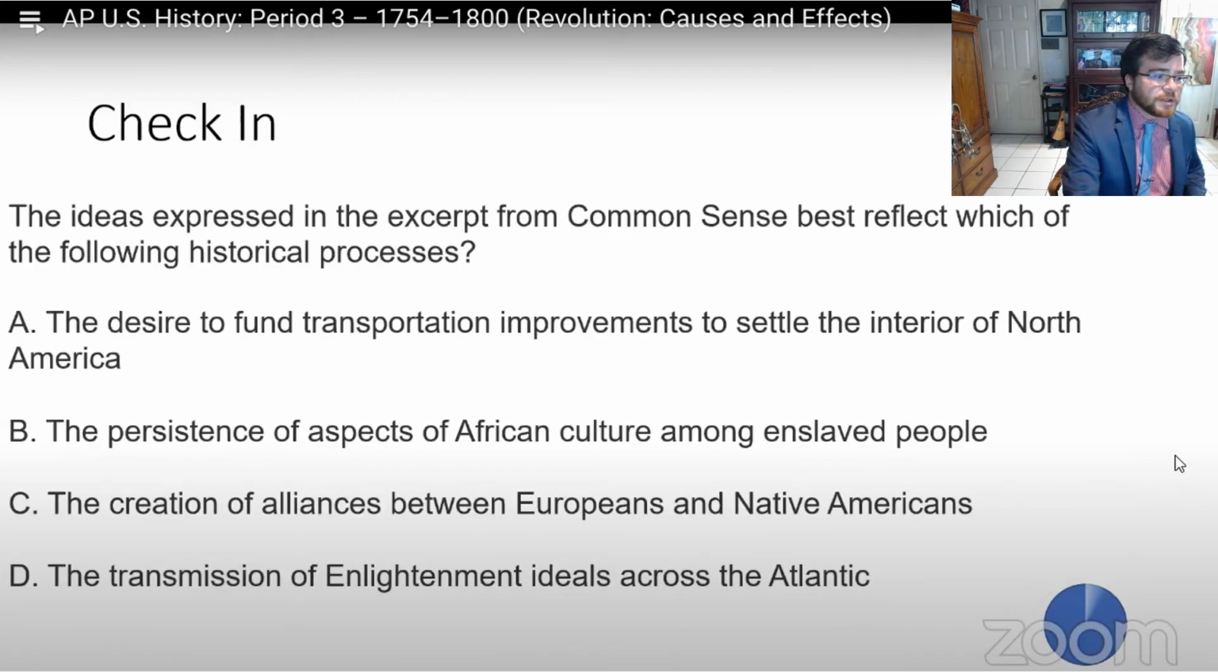So let's check in, guys. The ideas expressed in the excerpt from Common Sense best reflect which of the following historical processes. I'll give you 30 seconds.